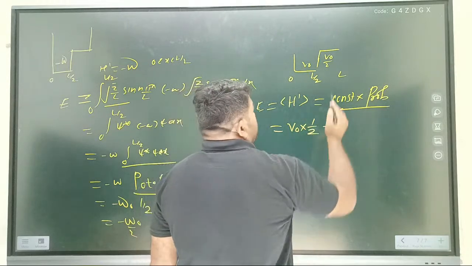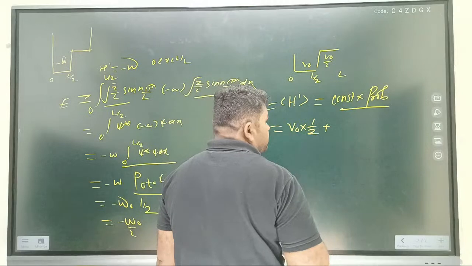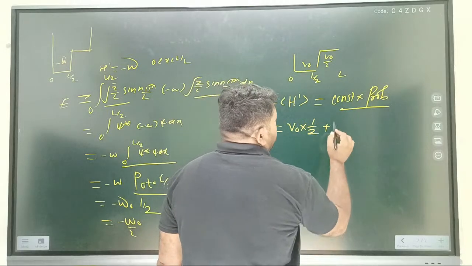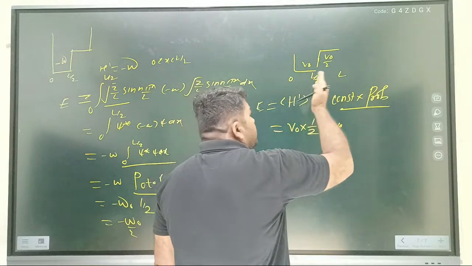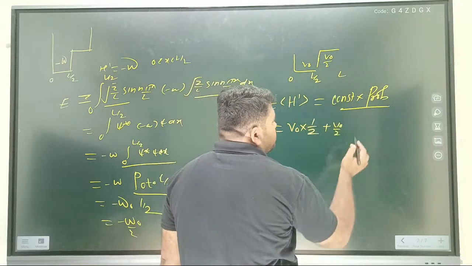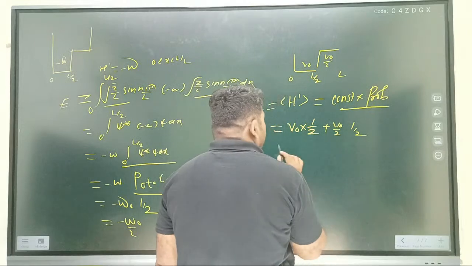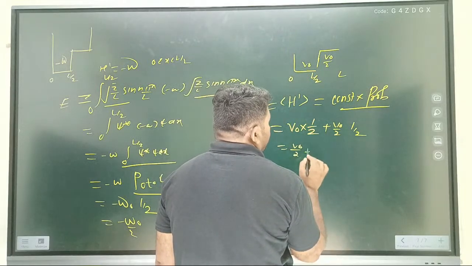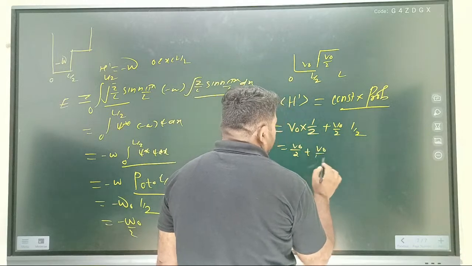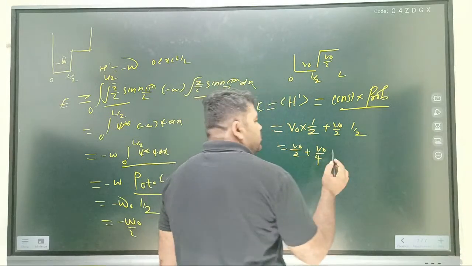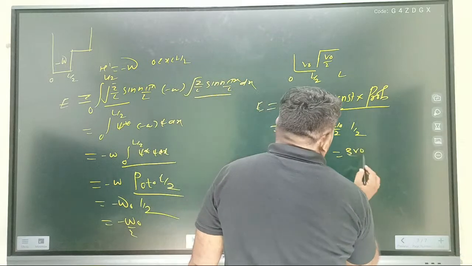Next, what is the constant part in the second region, the L by 2 to L region? This is V naught by 2. Clear? And what is the probability in L by 2 to L? In 0 to L by 2 it is half, so L by 2 to L is also 1 by 2. Clear? And this is equal to V naught by 2 plus V naught by 4, that is V naught by 4. Okay, here divided by 2 means we are getting 3 V naught by 2.